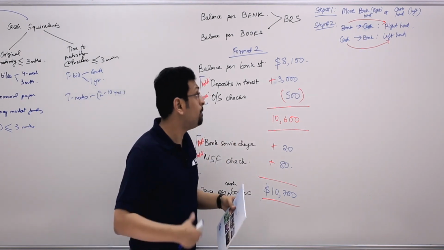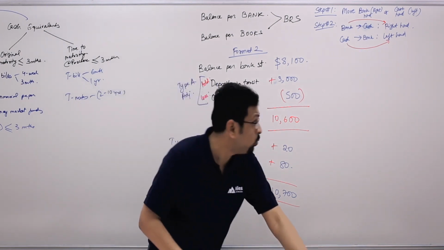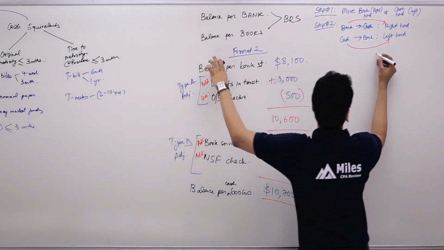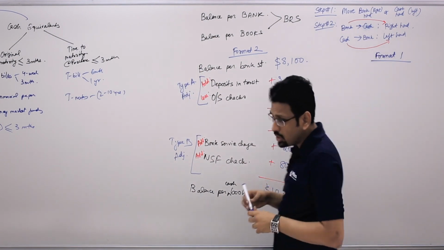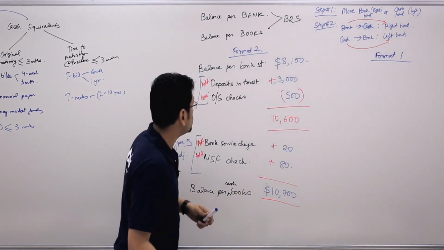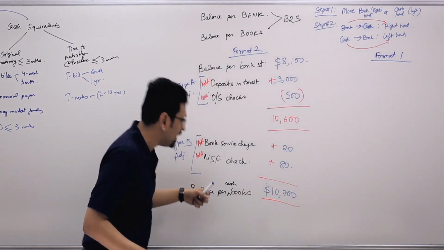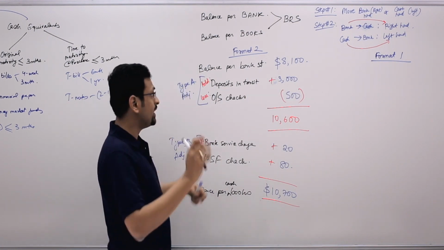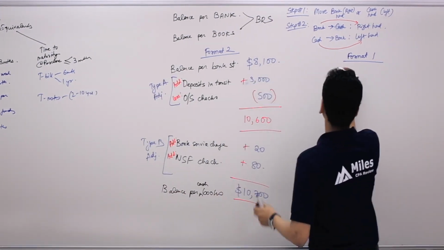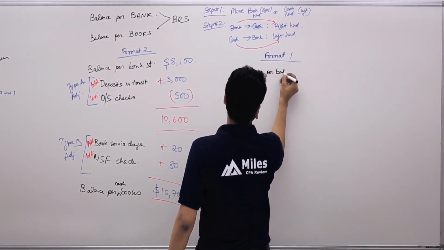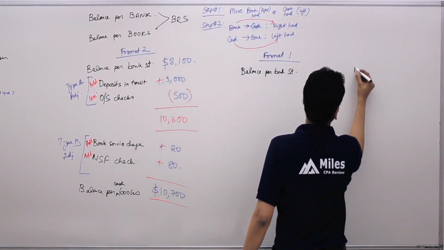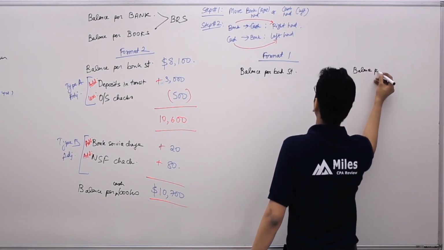So you could do your bank reconciliation in another format, which is again pretty interesting. So you have format 1. And the way you'll do it is, you'll list down both the balance per bank statement and the balance per cash book. So let's get on the board there. So you have balance per bank statement and you have balance per cash book.